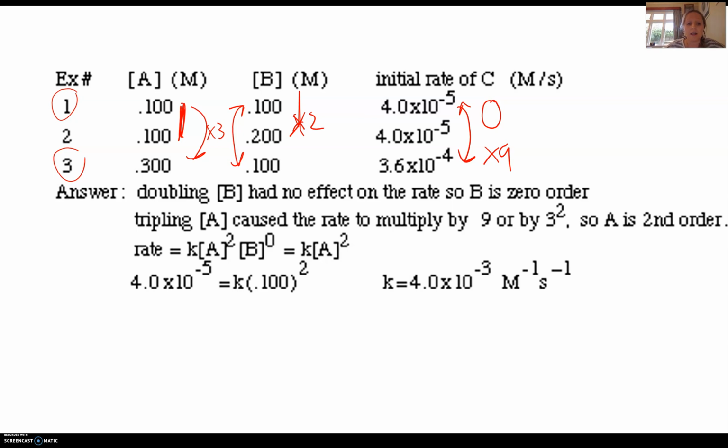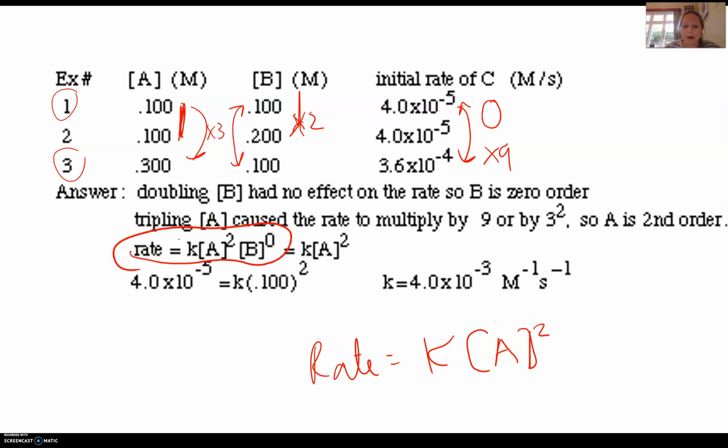Okay, hopefully that makes sense. It's just like before. So if we write this as a rate expression, we're not going to include B at all. So it's going to be rate equals K, and we only include the one that actually is affecting the rate, which is A to the power of 2. And we just leave off B altogether.